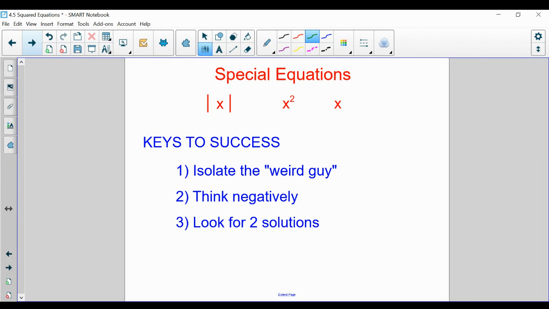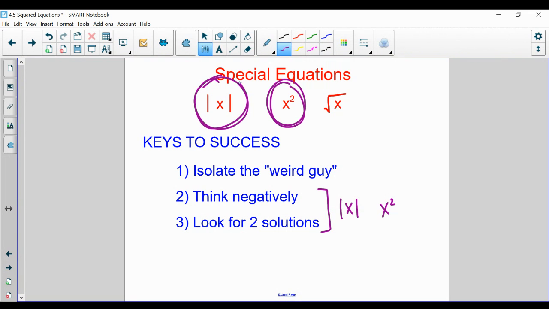All right, so to recap, you've learned 3 types of special equations. You've learned absolute value of x, you've learned x squared, and you've learned, last but not least, our square root of x. So in all of these, your goal is to isolate the weird guy, and you're going to think negatively, looking for 2 solutions. And for these 2 specifically, you're focusing on your absolute value of x and your x squared equations. So both of these, you're looking for 2 solutions. Okay, and remember that your square root of x, you're looking for just 1.